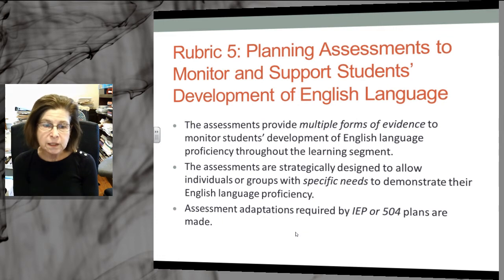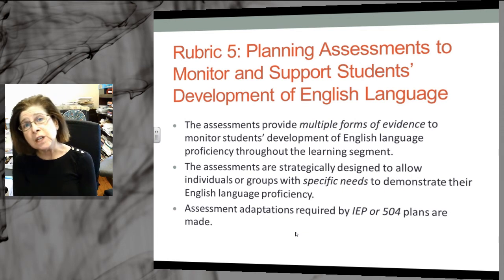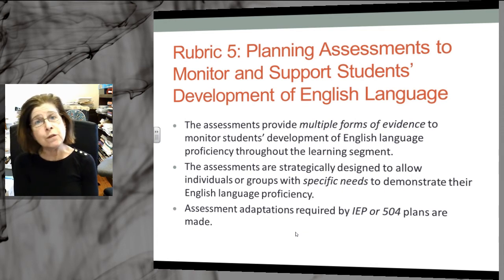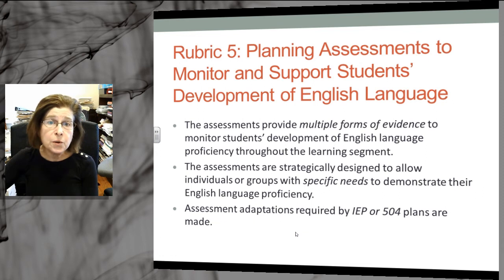And finally, if they have an IEP or 504 plan, you need to make sure that your assessments are following whatever their plan says they get in the way of modifications or accommodations. So this really should spell out for you what each of the 5 rubrics tells you.